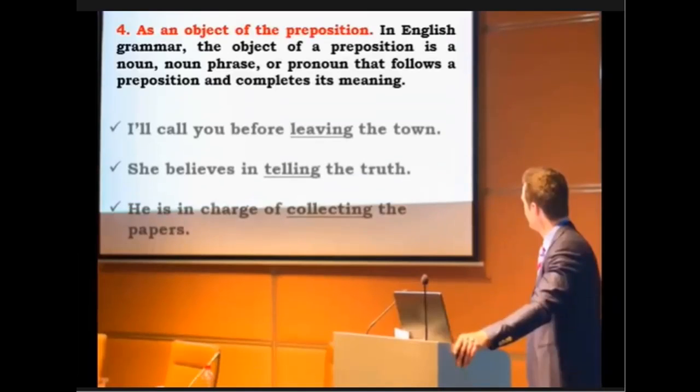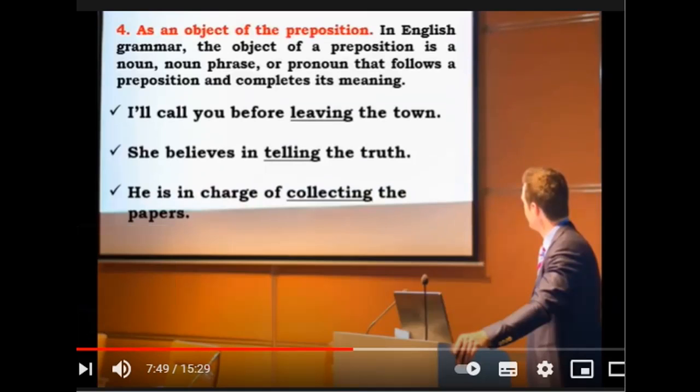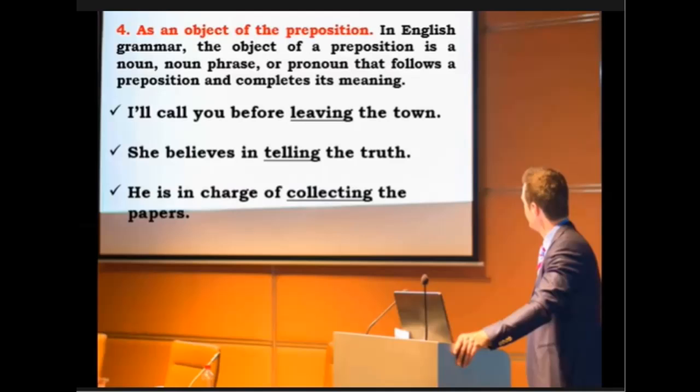And the last one is gerunds as objects of the preposition. So you have to remember something about this. In English grammar, we have already standardized the combination of certain verbs with specific prepositions. For example, you say charge with, agree with, depend on, impose on, play for, pray for, excuse for, listen to, etc. And it says that in English grammar, the object of the preposition is a noun, noun phrase, or pronoun that follows a preposition and completes its meaning.